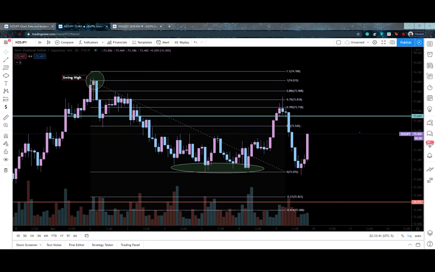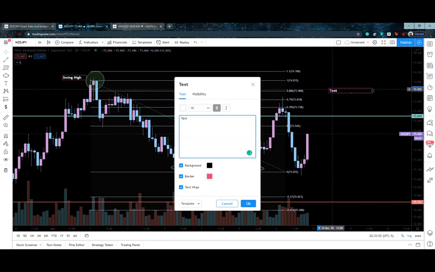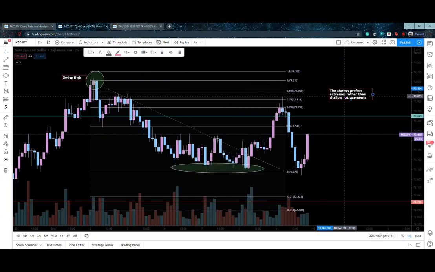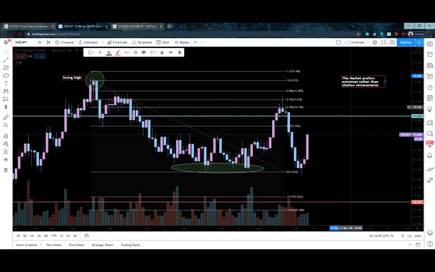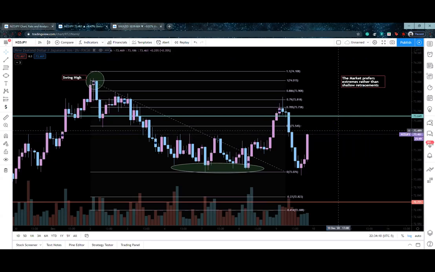However, when we're looking at the actual market and how it actually works, I want you guys to write this down in your notes, and I'm going to write this down on the side here. The market prefers extremes rather than shallow retracements. Now, this pairs very nicely with our theory in terms of the PD array, which is also something coined by ICT, right?